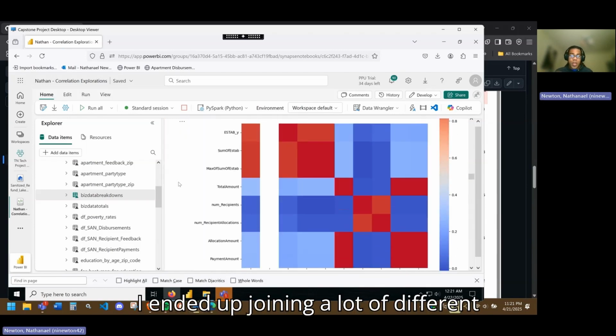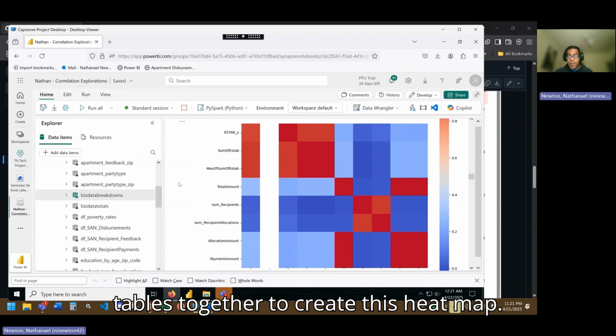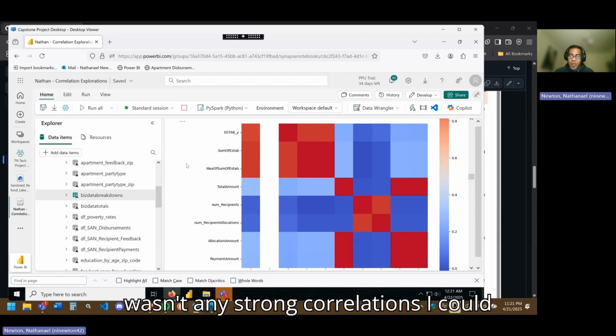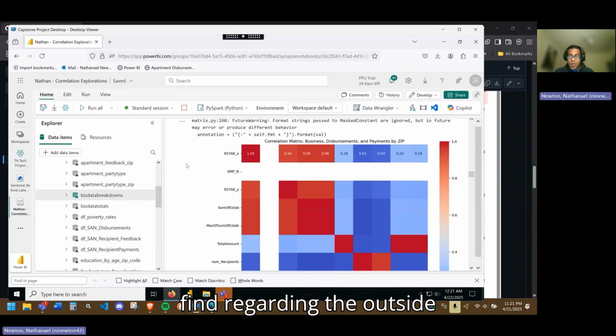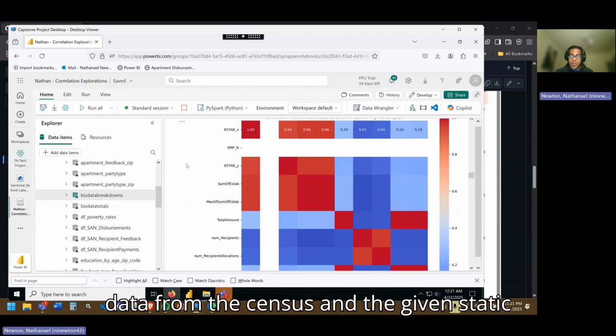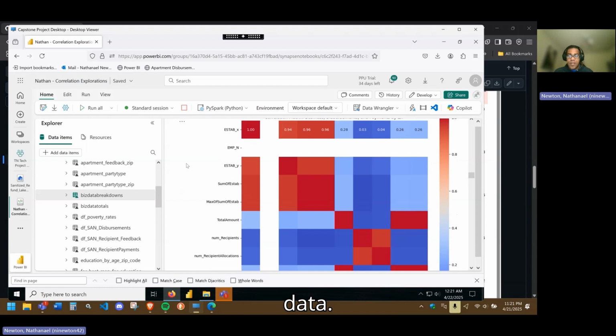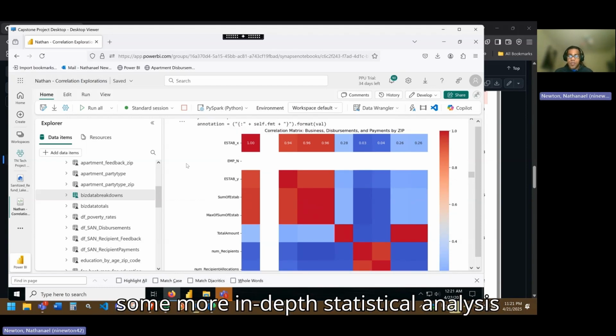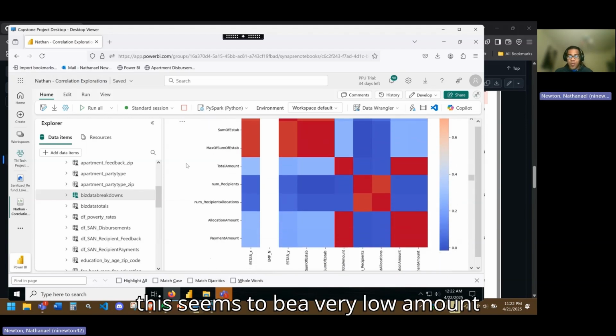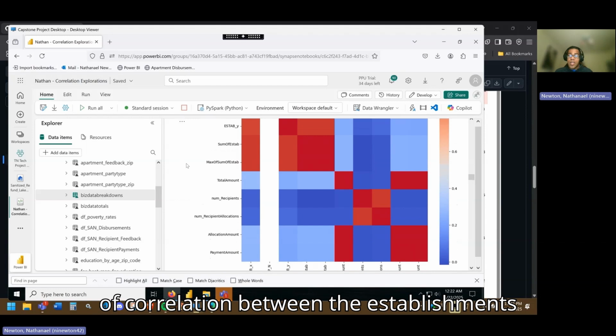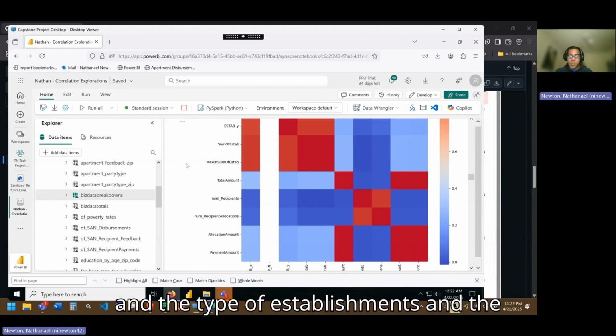I ended up joining a lot of different tables together to create this heat map. This was the second part of my work. There weren't any strong correlations I could find regarding the outside data from the census and the given static data. Some more in-depth statistical analysis could be warranted, but at first glance, this seems to be a very low amount of correlation between the establishments and the type of establishments and the given static data.